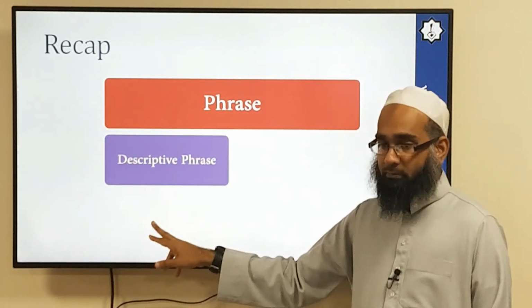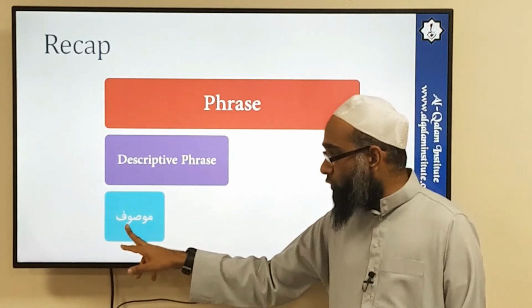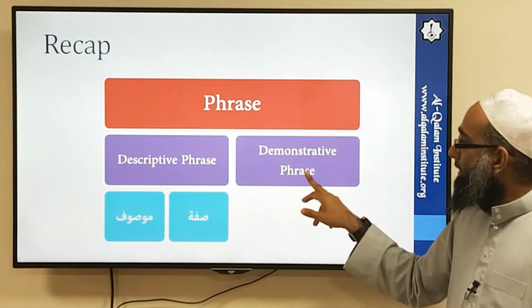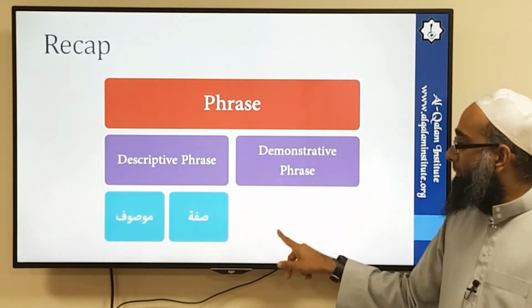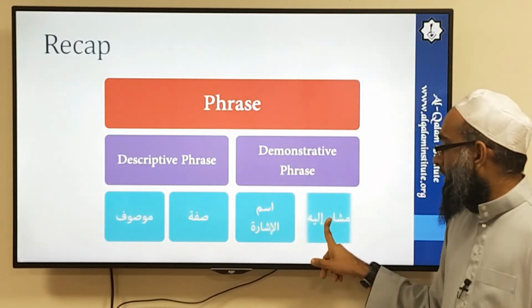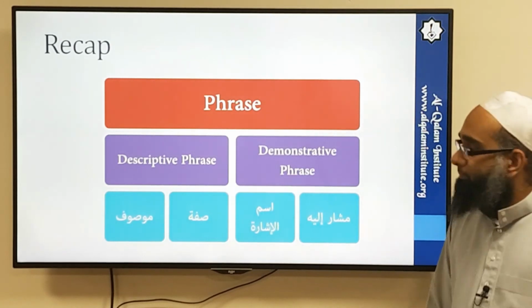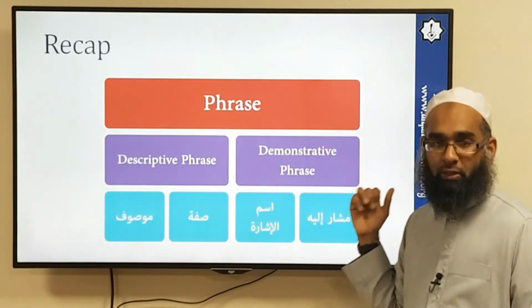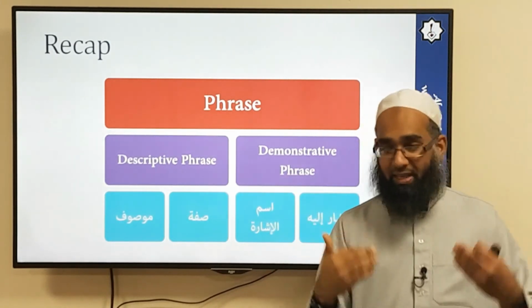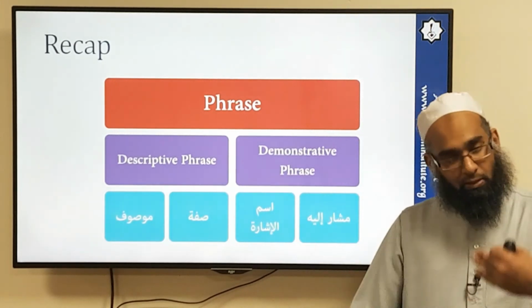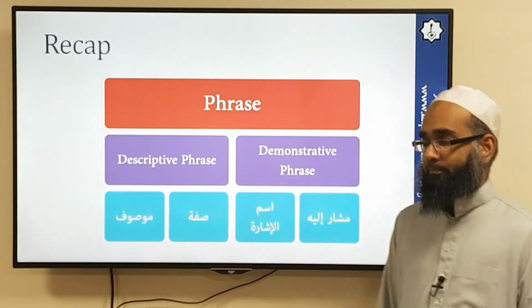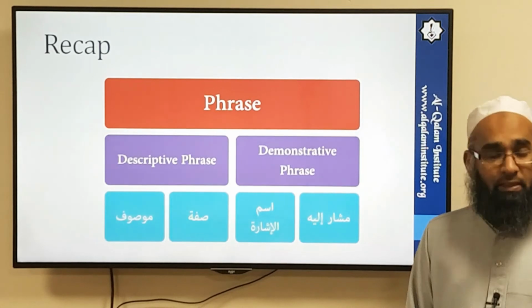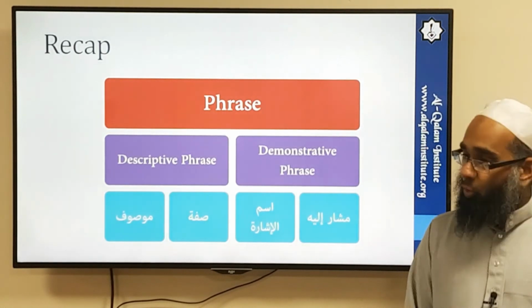That is made up of what? Sifa and mawsuf. Mawsuf and the sifa. And the second one we did was what? Demonstrative phrase, which is made up of ism al-ishara and musharun ilayh. So we've done 2 so far, and there's going to be another 2 more we need to discuss. So these phrases take the position of slots in a sentence. Do you understand? Is this clear? Yeah? Is it clear? No questions?